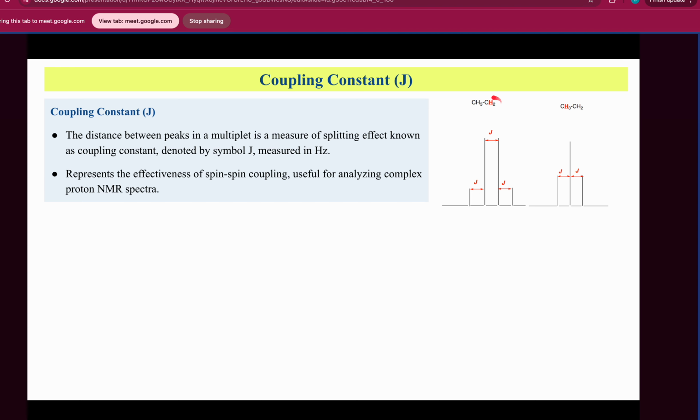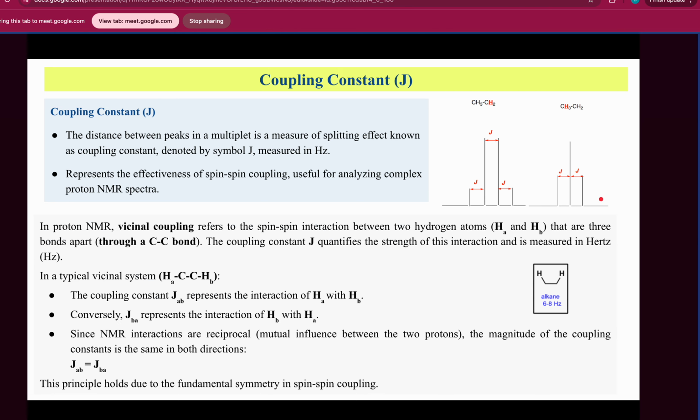In this case, if we consider CH2, this hydrogen will split the signal into four different peaks because it has three adjacent protons, plus one, so there are four peaks, and the distance between each of these sub peaks is known as the coupling constant. It tells you the intensity of splitting which is happening, and it also represents the effectiveness of spin-spin coupling and is useful for analyzing complex proton NMR spectra. So this is it about the coupling constant.